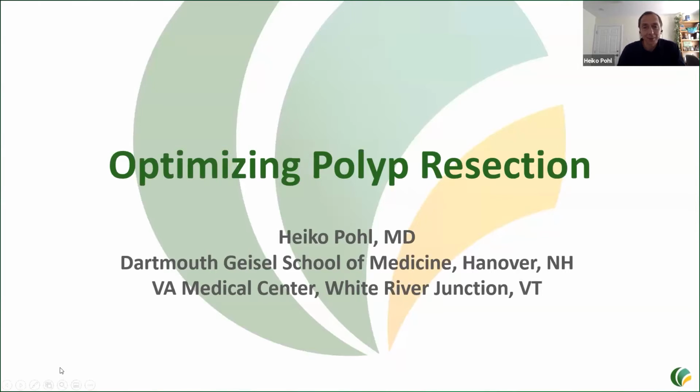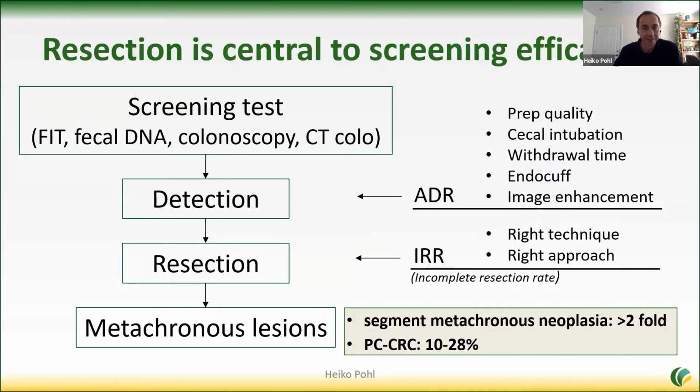So, we heard about AI trying to improve adenoma detection. I just want to mention that resection is in the center of any screening effort. Any screening test you do, you have to perform a colonoscopy, find the lesion, and then resect it. If you do not resect it completely, you end up having a higher risk in the segments of the colon to come, more than double. And you may end up with an interval post-colonoscopy colorectal cancer. We think 10 to 28% of these are attributed to incomplete resection.